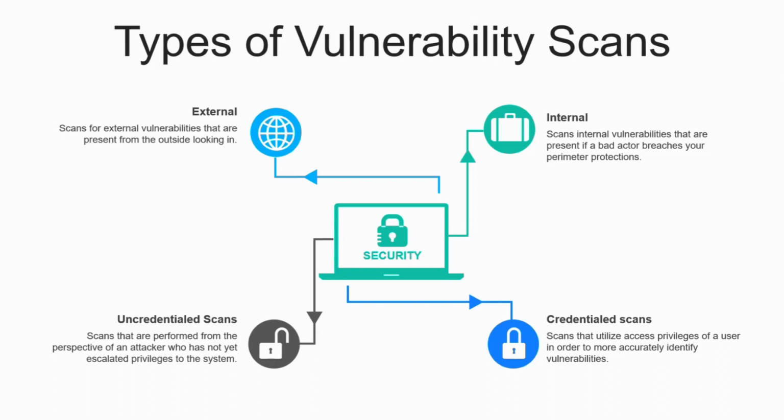An internal scan is pretty straightforward. It's basically doing it from the inside. This is going to look at the inside of your network or your organization and see what is vulnerable if a bad actor were to get in from the outside. What is on the inside that they could potentially leverage or use against you? So it's the same concept, just one's on the outside, one's on the inside.